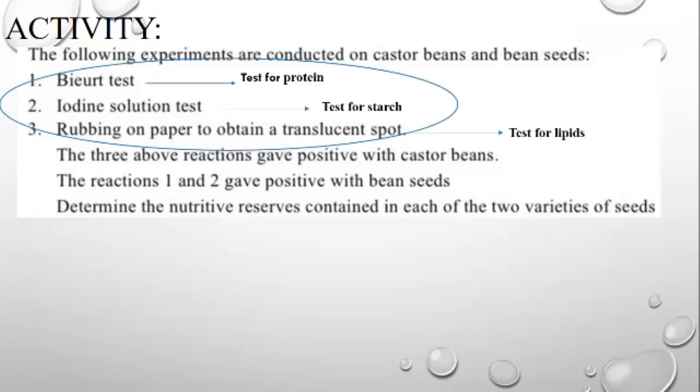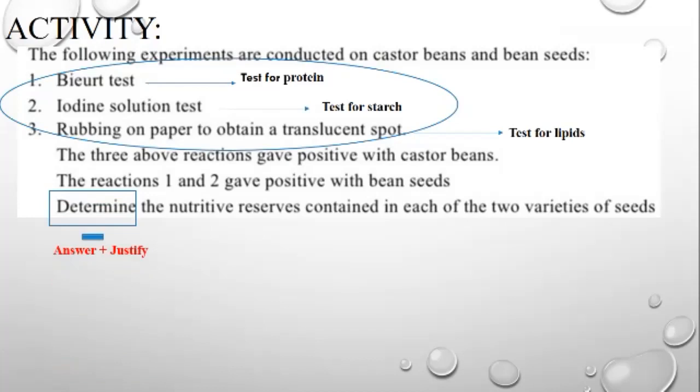Determine the nutritive reserves contained in each of the 2 varieties of seeds. Here, the word determine, please make sure that you know it means answer plus justify. So if you want to answer this question, you have to answer and justify it.